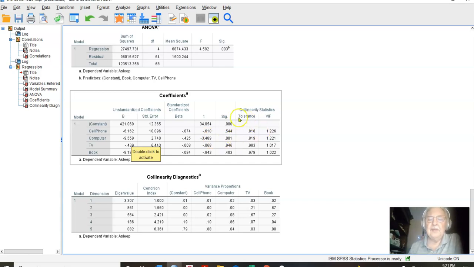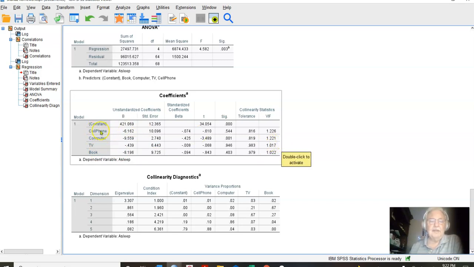Now, over here we have tolerance and variance inflation factor. These two are related. 1 divided by 0.816 equals 1.226. So it gives you both of these, but they're essentially identical, just one's the reciprocal of the other. And these tell how much these different values are correlated with each other. In this case, generally speaking, the rule of thumb is if you're less than 5, it's not a serious problem. And so it does not look, in fact, like these are correlated with each other very much.